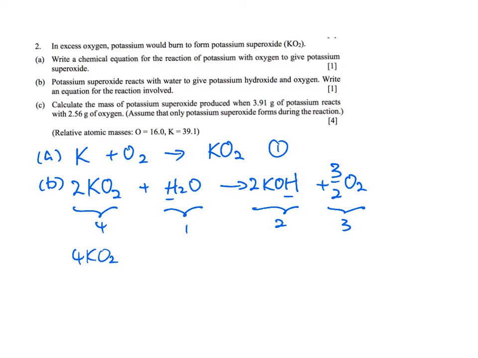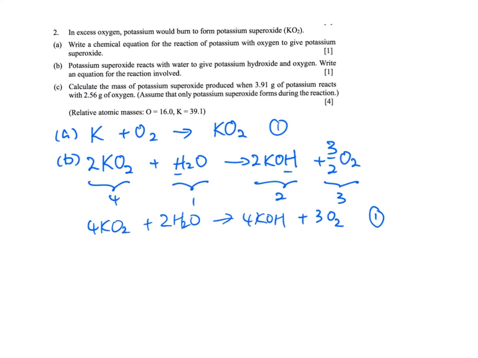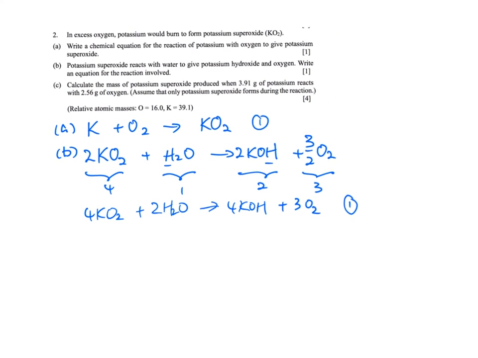So therefore you have KO2, 2H2O, 4KOH, and then 3O2. Okay, so this one is the second equation. So part C, you have to do the math.